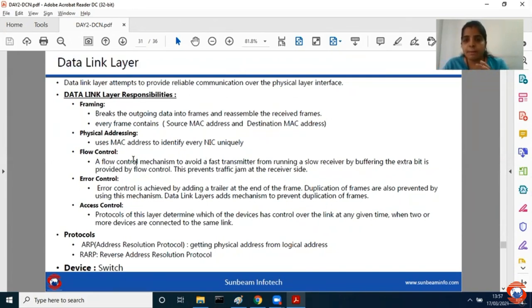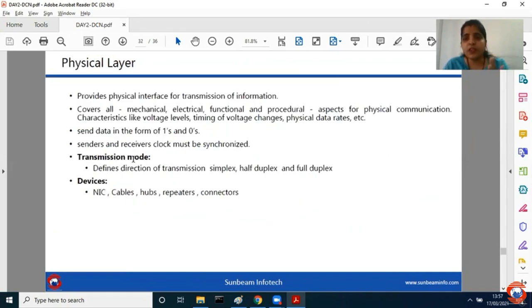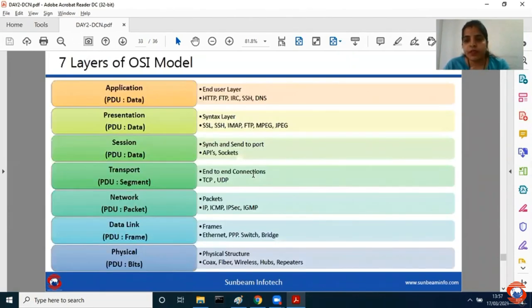As far as your exam is concerned, basic operations are basically asked based on this 7-layer model. Physical layer: NIC cards, cables, hubs, repeaters, connectors. Physical transmission of information is done by the physical layer. It covers all the mechanical, electrical, functional, and procedural aspects. It sends the data in the form of ones and zeros, clock synchronization, and so on. Everything is done by the physical layer, right? So these are the 7 layers, out of which I have included this slide.